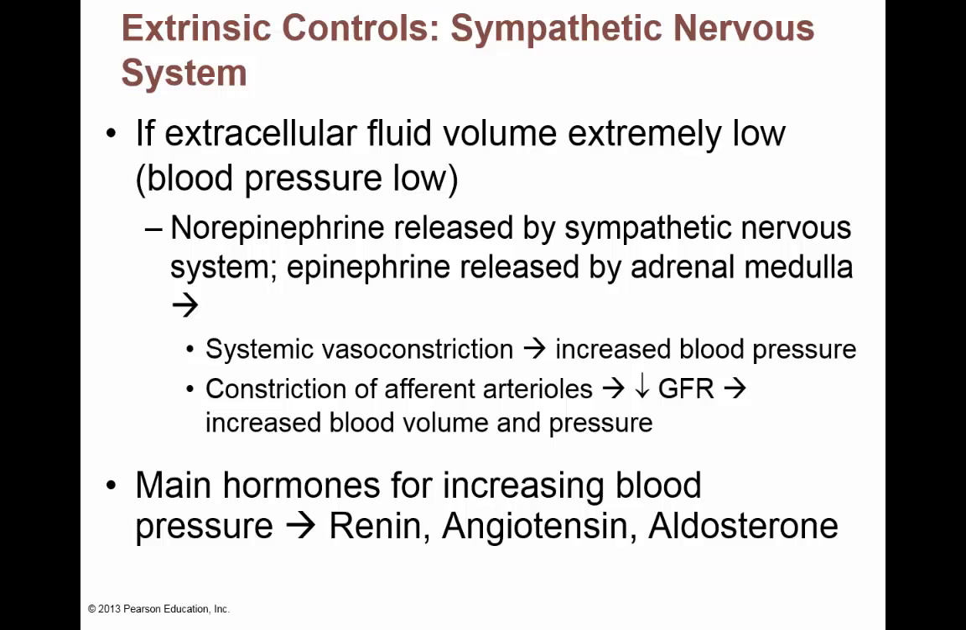It will also constrict the efferent arteriole. So the blood that's going in, you're constricting that. If you constrict the blood that's going in, you're not going to have as much blood going in, less filtration. Again, if you have low blood volume, making urine is not a top priority. So we're going to decrease that filtration rate. If you don't make as much filtrate, we're not pulling water out to make filtrate, your blood volume goes up. And so blood volume and blood pressure go hand in hand.